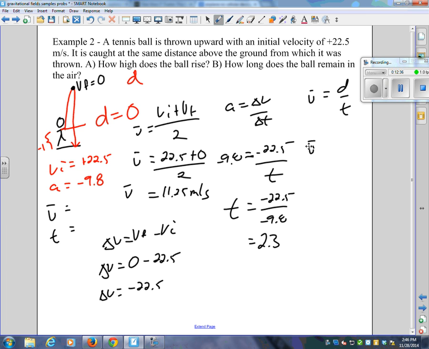V bar is equal to 11.25. We're solving for D. Time is 2.3. The displacement is 25.8 meters.